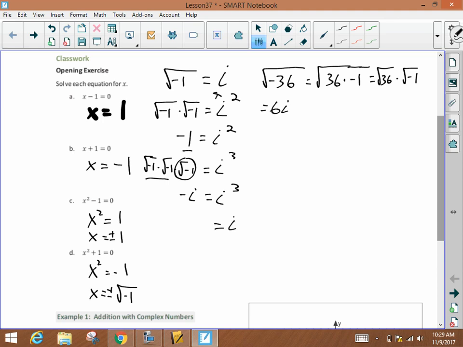So then what is i to the fourth power? i to the fourth power is square root of negative 1 times square root of negative 1 times square root of negative 1 times square root of negative 1. So these two, this is negative 1, right? And these two is also negative 1. So I have negative 1 times negative 1, which is 1. That is i to the fourth power.